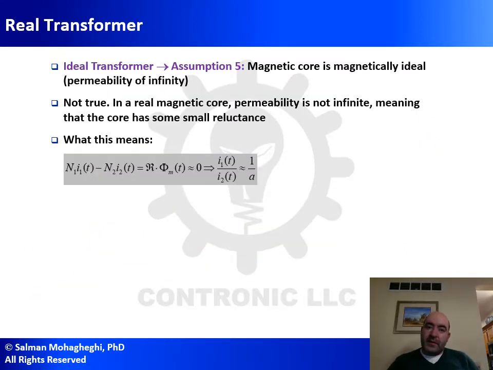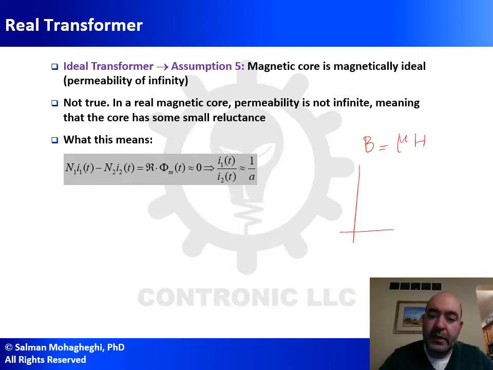The fifth and last assumption that we made about ideal transformers was related to the core. We assumed that the magnetic core is magnetically ideal. In other words, we assumed that its permeability is infinity. Permeability is the measure of how ready the material is to receive a magnetic field and generate magnetic flux. Again, if you recall, B is equal to mu times H, so that mu is the magnetic permeability.